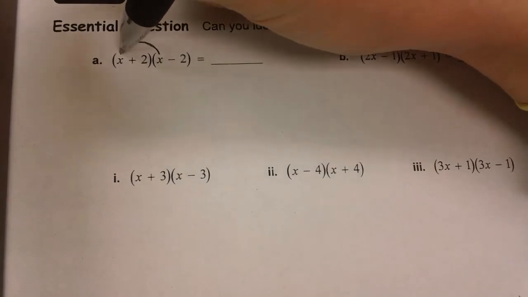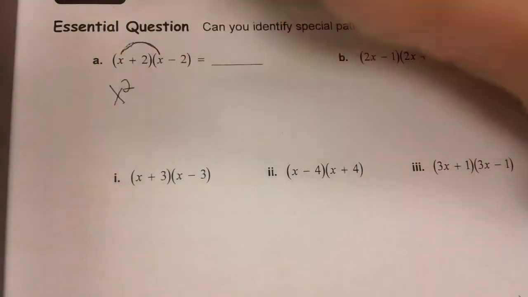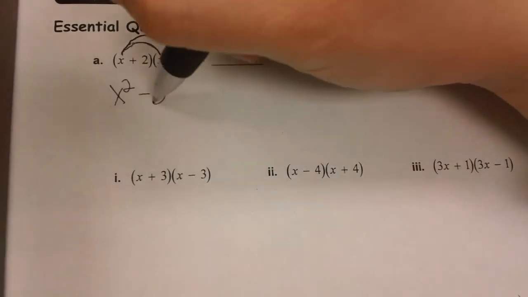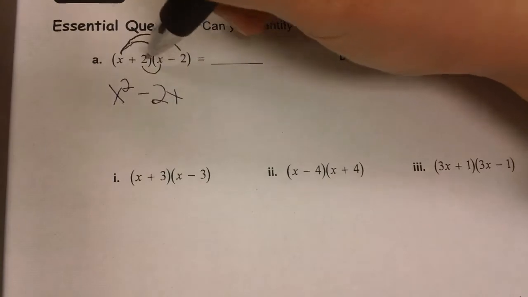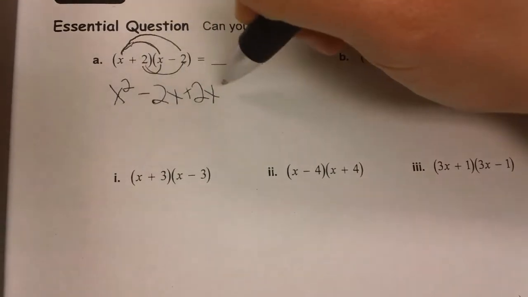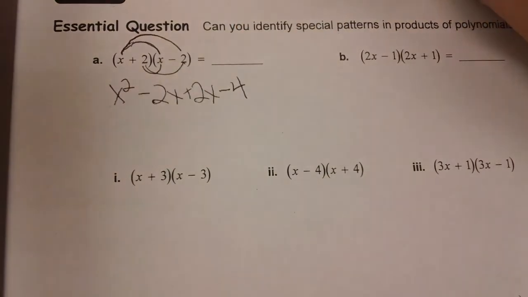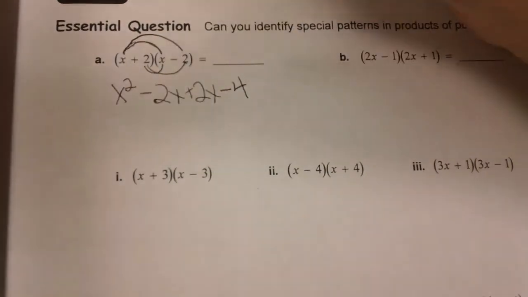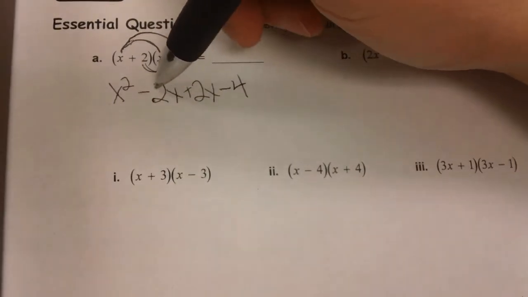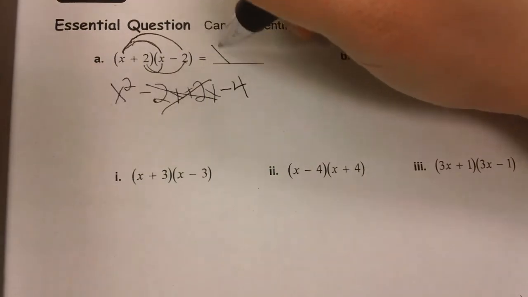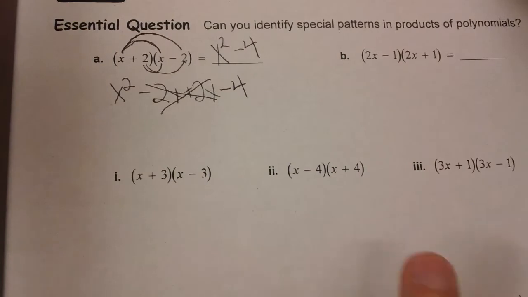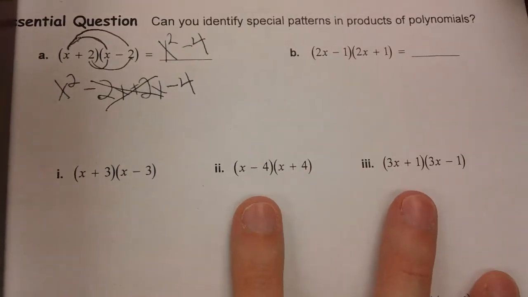First times first, x times x is x squared. Outer, x times negative 2 is negative 2x. Inner, 2 times x is positive 2x. And last, 2 times negative 2 is negative 4. Now, when we find our answer, negative 2x plus positive 2x cancel out. So we end up with x squared minus 4. Let's take a look at another one that's similar.